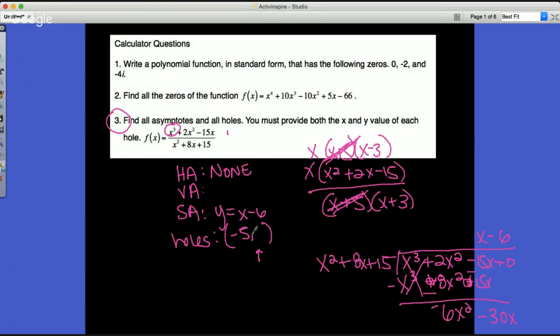All right, coming back to the hole here, we know that our simplified version is x times x minus 3 over x plus 3.